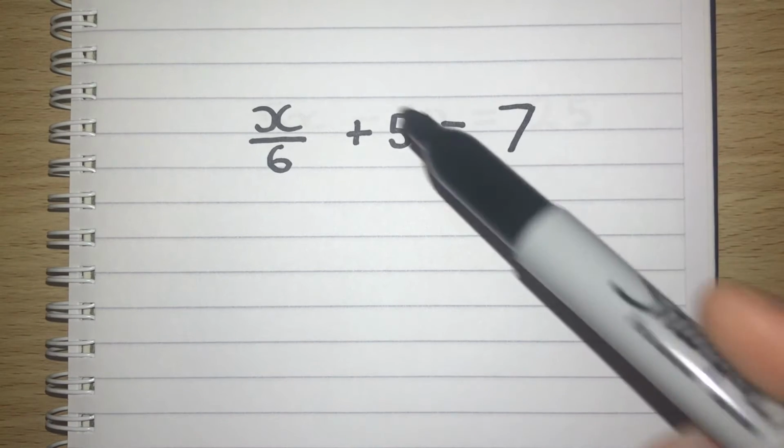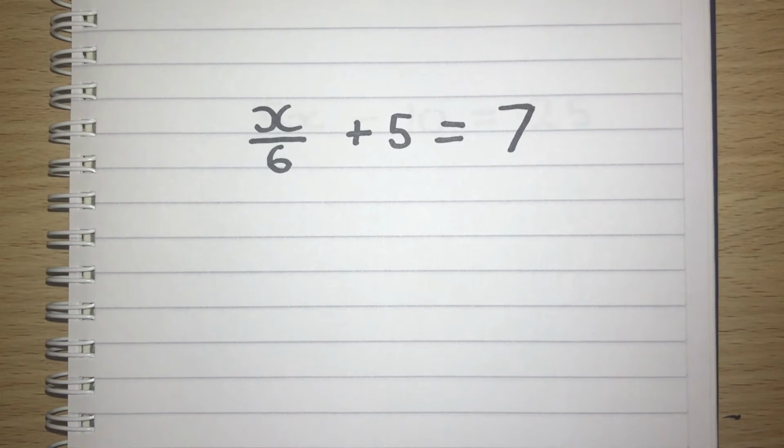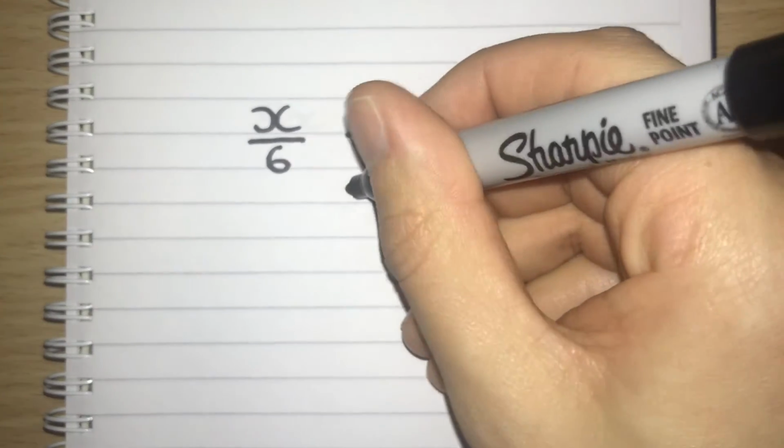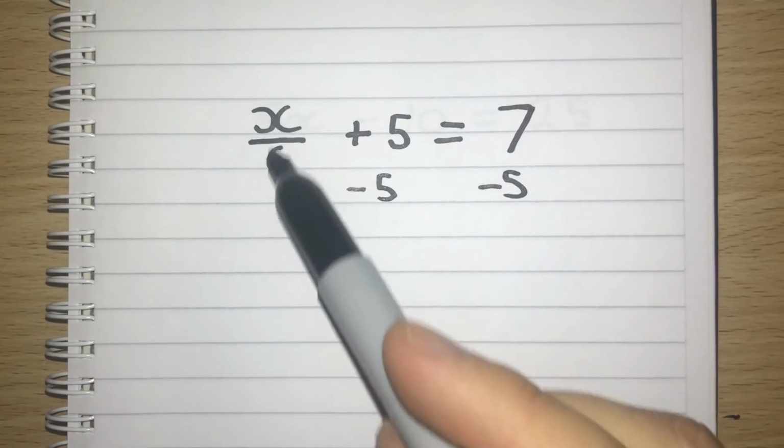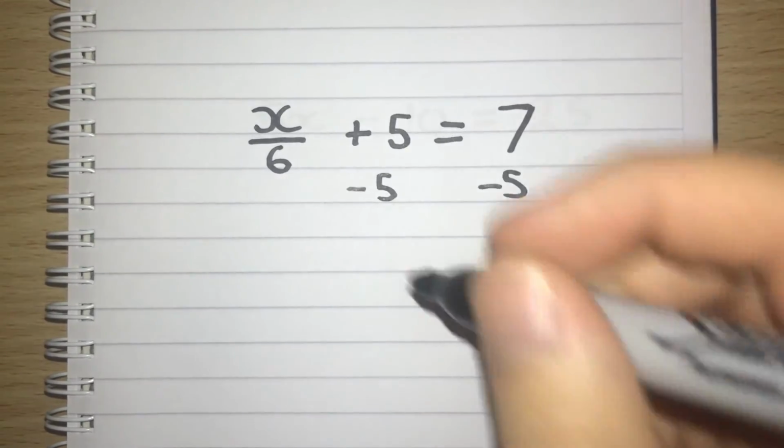We first of all get rid of this plus 5. And to do that, we do the opposite of a plus 5, which is going to be a take away 5. So on the left-hand side, we're just going to be left with this x over 6, so we've got rid of this plus 5.